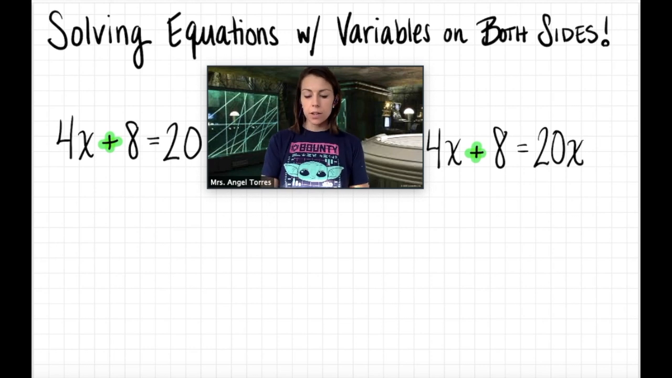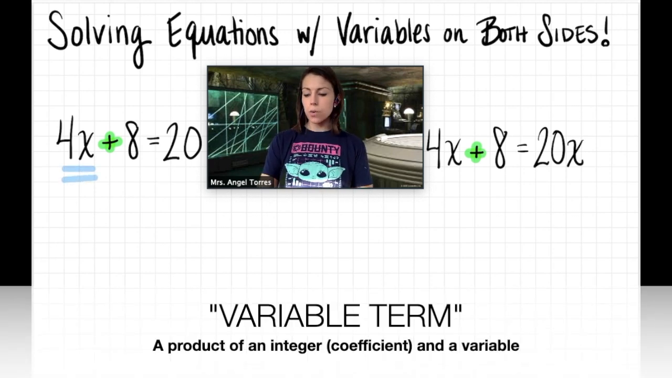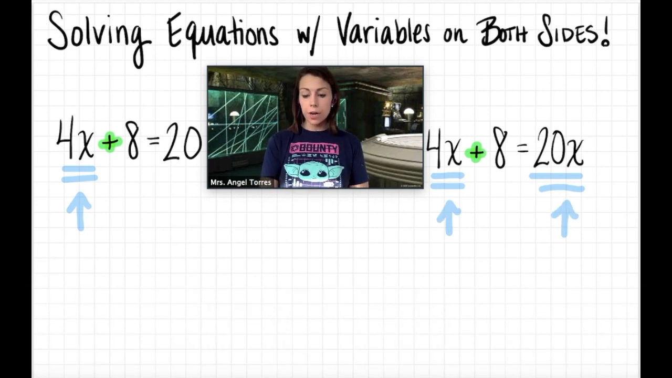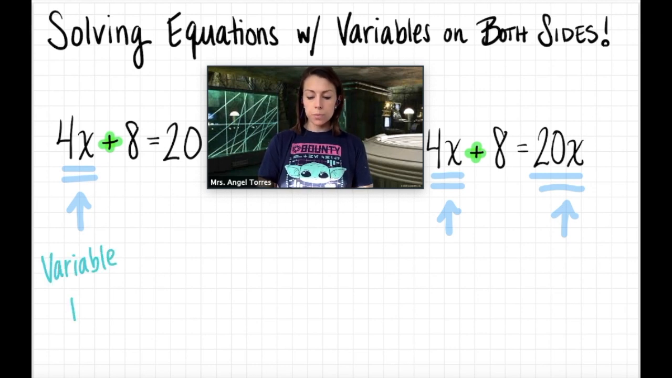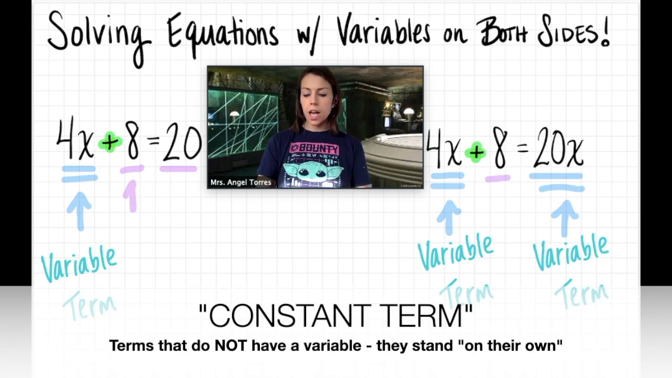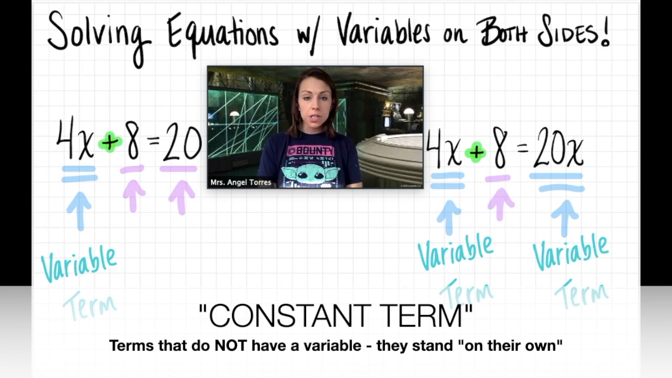The first one is called a variable term, and that's essentially a term that is a product that has a variable with it. If you notice, the terms 4x and, in the second equation, 20x all have variables attached to them, which is why we would call these variable terms. The other terms in these equations, 8 and 20, don't have variables attached to them. These are called our constant terms. A constant term is a term that just stands on its own. It's an integer, a fraction, some type of value, but it doesn't have a variable attached.